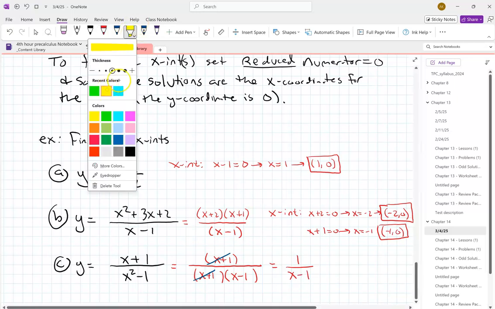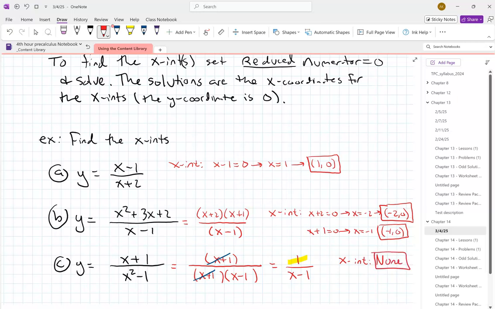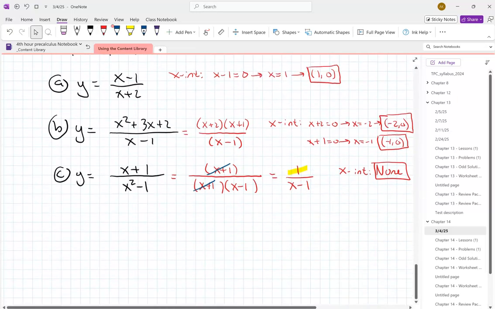Now notice what's left in the numerator. No variable anyway, right? It's just a number. So what's that tell me about x-intercepts? There aren't any. So you can have one x-intercept, you can have multiple x-intercepts, or you can have no x-intercepts. It's fine. Everybody feel pretty good so far? Okay.